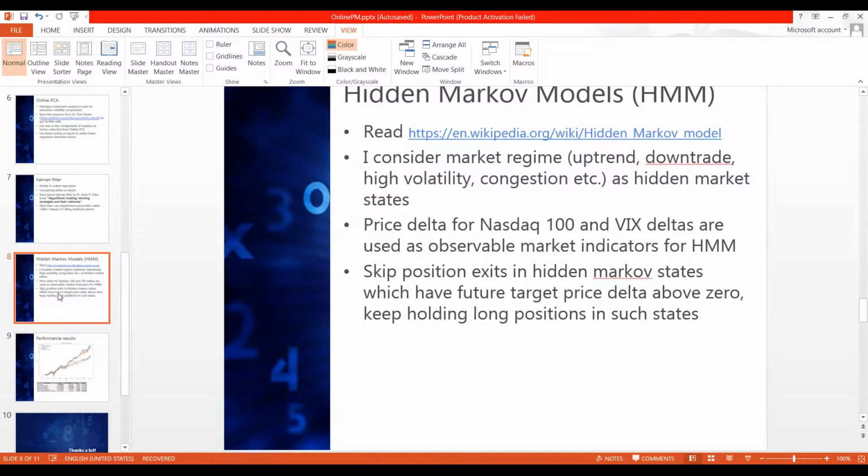But when I experimented with market regimes, I picked features for market regimes for hidden market models as price deltas for Nasdaq 100 and VIX. So volatility is also considered when modeling. In this case, for determining market regimes, volatility is also used. So not predicted, but used to determine the market regime.